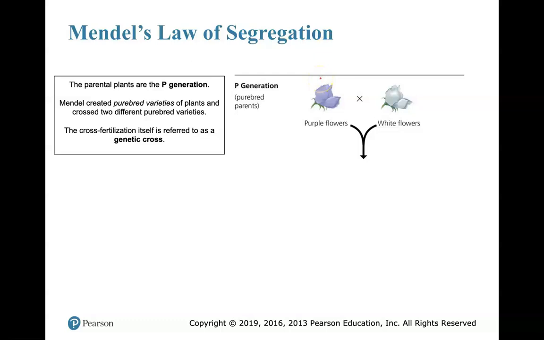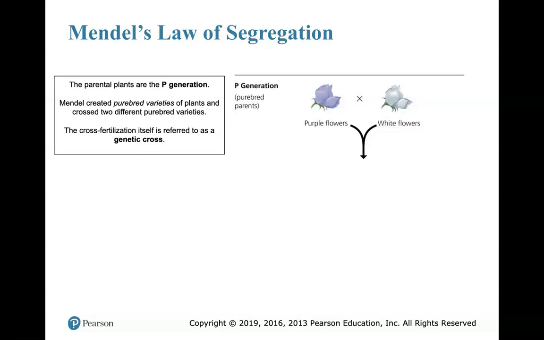And in this generation, they are mixed with another purebred. These are white purebred flowers. They will only have the white trait for the flower color character. So here's a purebred and here's a purebred. I'm mating purebreds here. Purple purebred mixed with white purebred flower color. And this is the parental generation as well.